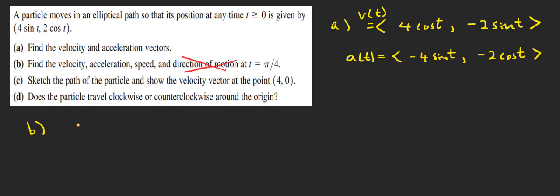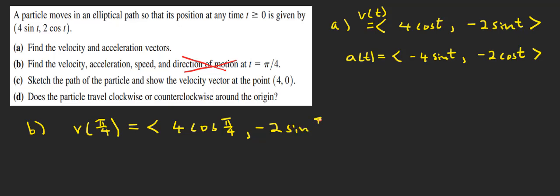Now part B says find the velocity, acceleration, and speed at t equals pi over 4. So what is the velocity at pi over 4? Well, that's going to be 4 cosine of pi over 4, comma, negative 2 sine of pi over 4. And what is that? Cosine of pi over 4 is radical 2 over 2, so it's going to be 2 radical 2, comma. Sine of pi over 4 is also radical 2 over 2, so it's going to be negative radical 2.